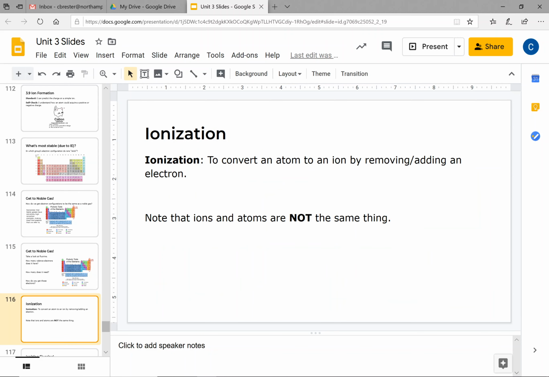Ionization. Here we go. How do we get those electrons? We ionize the atom. Ionization, and this is something you should probably have in your notes and know from now on, is converting an atom to an ion by either removing or adding an electron. And remember our big point here, ions and atoms are not the same thing. Atoms are always, always, always going to be neutral. And ions are going to have a charge because we are adding or removing electrons.